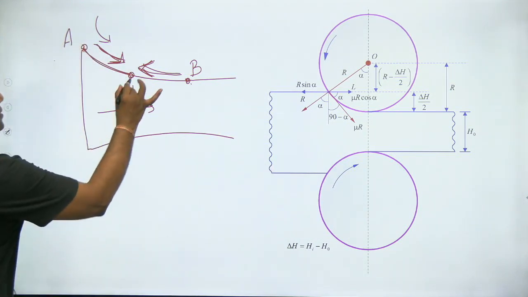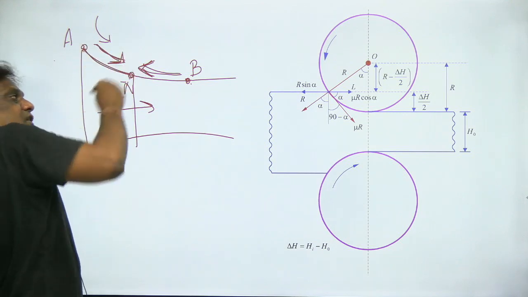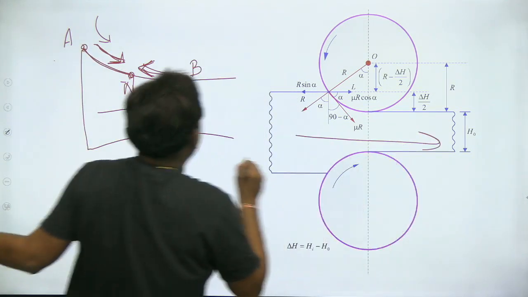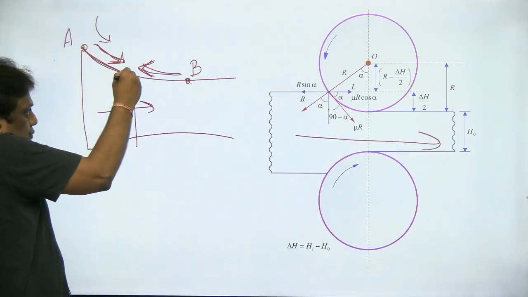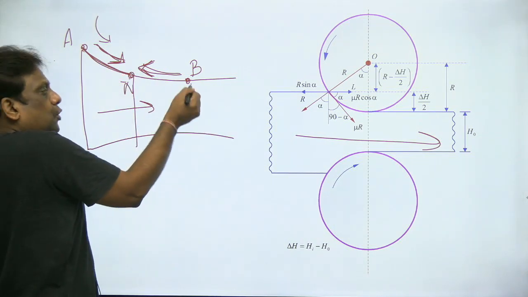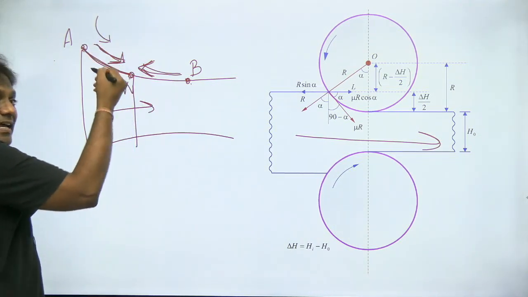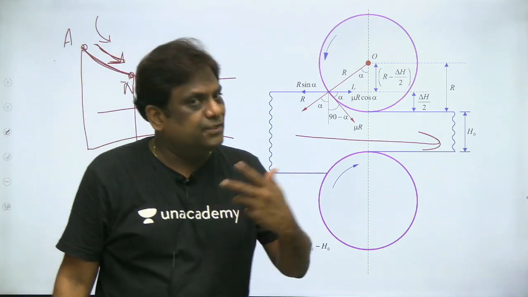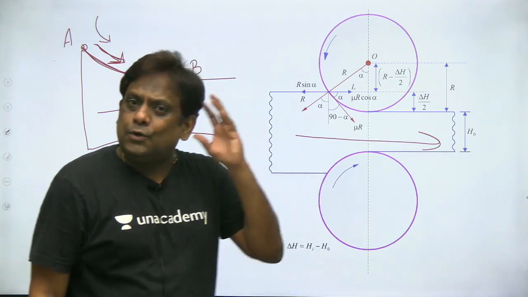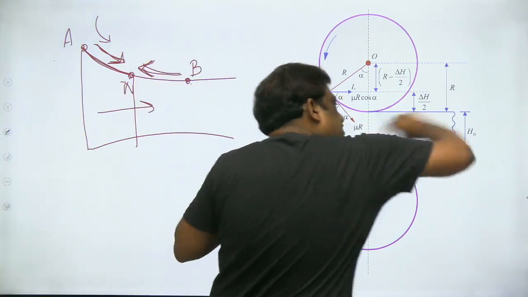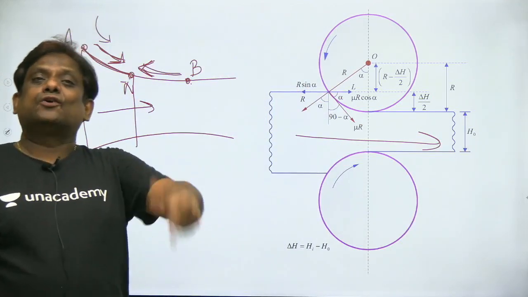That is, the frictional force is in the direction of rolling. This is the direction of rolling. In the lagging zone it is in the direction of rolling, and in the leading zone it is opposite to the direction of rolling. And now you know it is actually due to friction that it is pulling, and the net frictional force must be more.